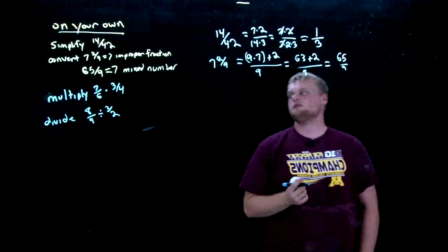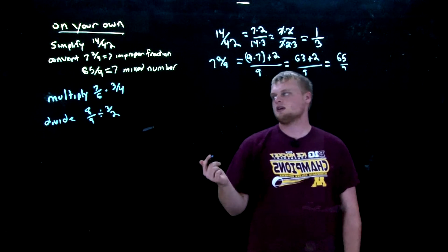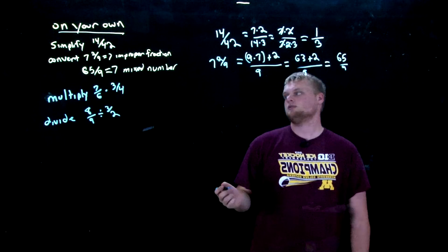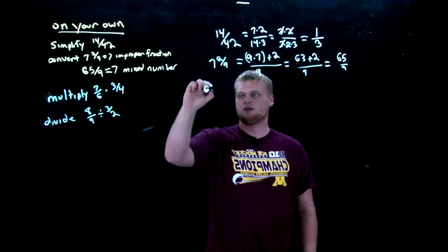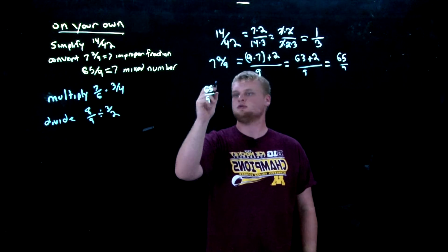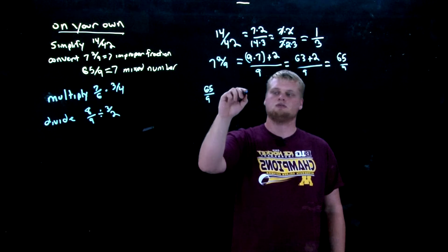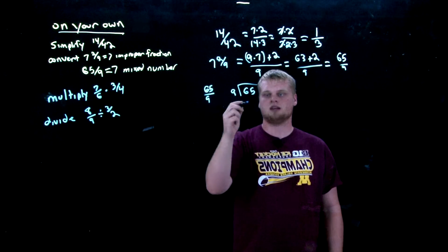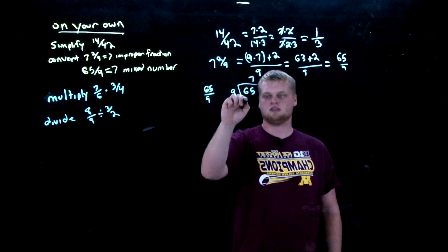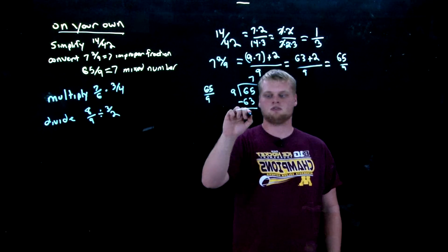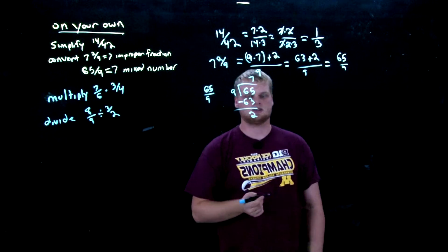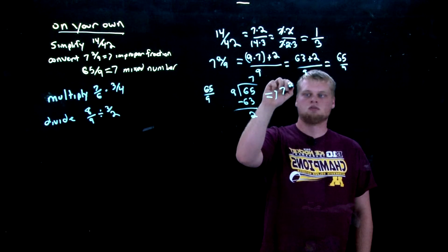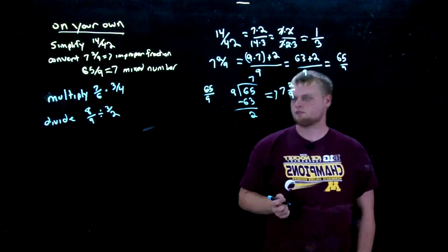Now, if you did your math correctly, you would realize that I gave you the same number in improper fraction and mixed number. So now we have to convert 65 ninths to a mixed number. And you do that by long division. So 65 is the dividend, 9 is the divisor. 9 goes into 65 7 times. 9 times 7 is 63. Subtract, you're left with a remainder of 2. And so, thus, 65 ninths becomes 7 and 2 ninths.